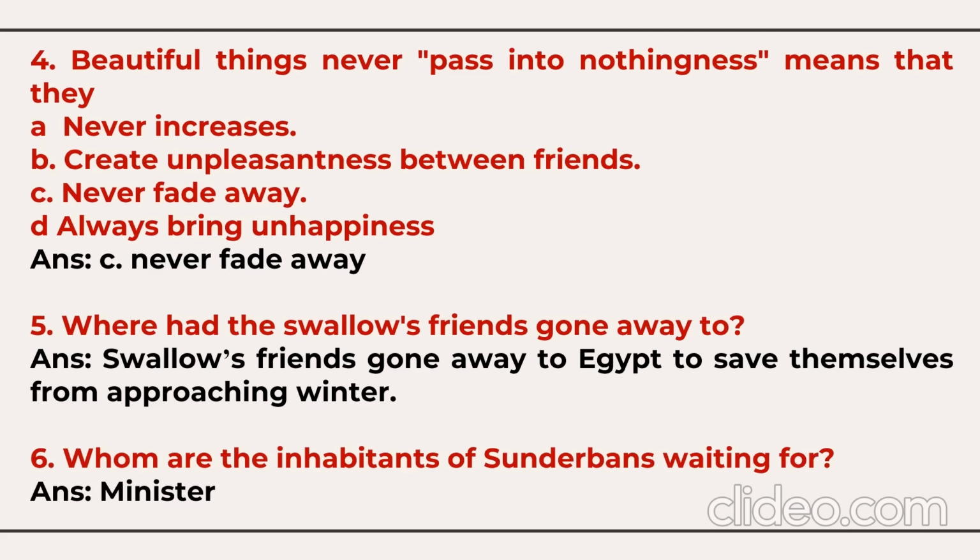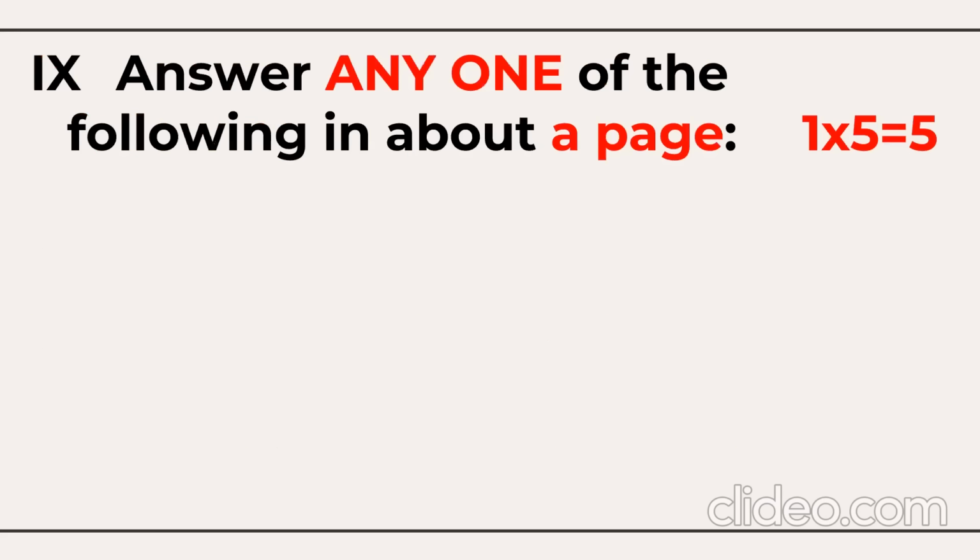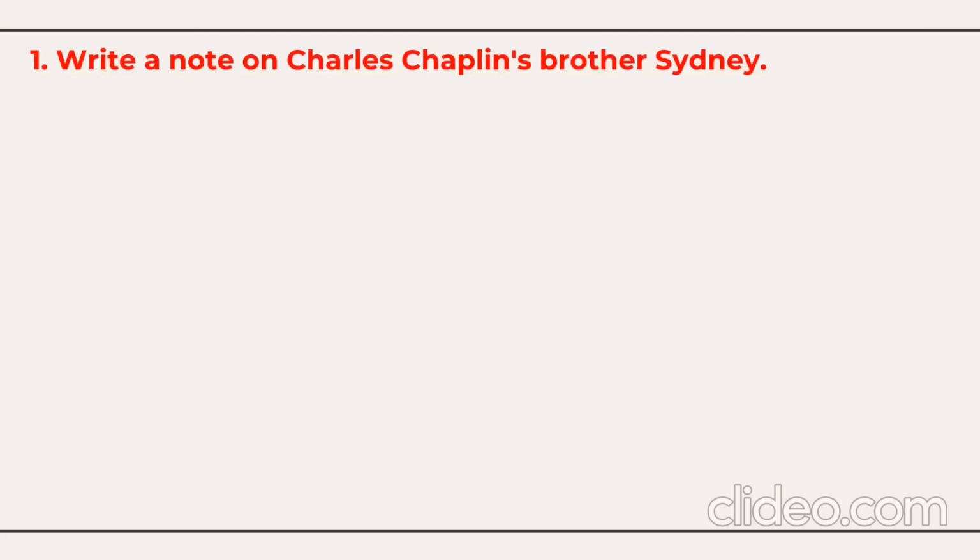Whom are the inhabitants of Sunderbans waiting for? The inhabitants of Sunderbans were waiting for the minister. So like this, out of 6, opt only 5. Next question, out of 3 questions, you need to opt 1 question. You have a choice, and each question has a weightage of 5 marks. So only 1 question for 5 marks.